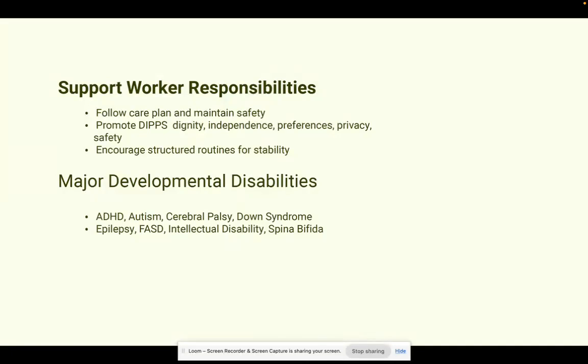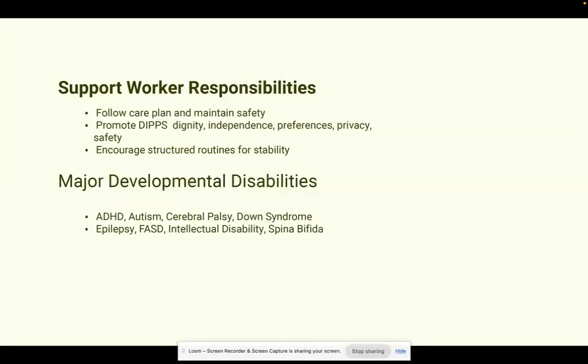And as I mentioned in the previous chapter, always promote DIPS. DIPS stands for Dignity, Individualized Care and Independence, Privacy, Preference, and Safety, right? That's very important. Make sure you encourage structured routines for the stability of your client and also with the other caregivers, so that you will be on the same page. That way, the client will not get confused on what to do next. Because if you have a different way of giving care and the other caregiver has a different way, the client might get confused and irate, right? So it's very important that you communicate with the other caregivers and work as a team. Teamwork is very important in the healthcare setting.